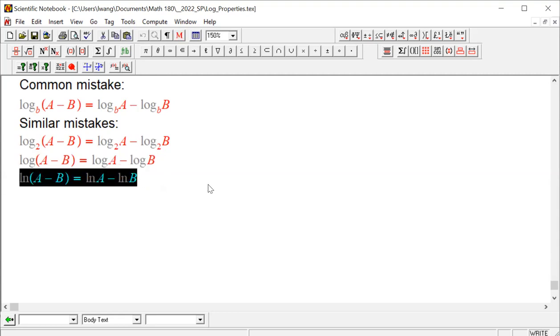So let's see how they are mistakes. They're terrible, very bad mistakes. Once you make that kind of mistake, you not only lose points for that step, you lose points for the following steps. So it's a very serious mistake.